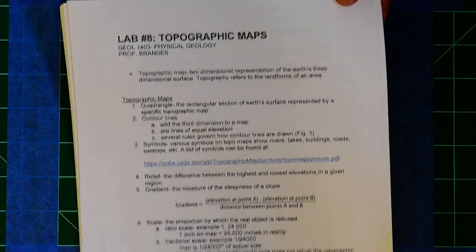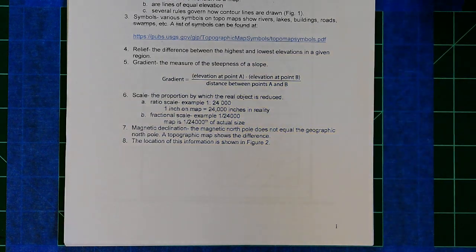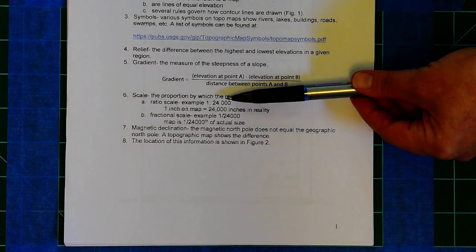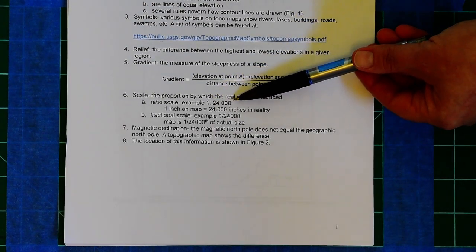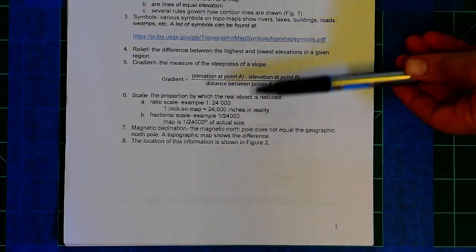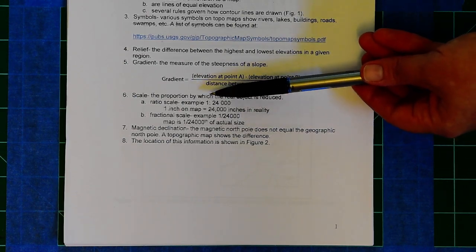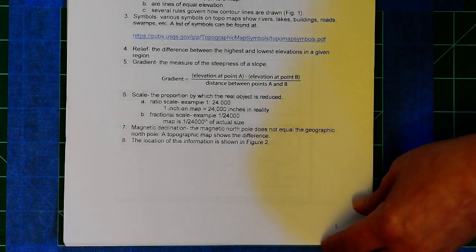Now, when we're working with these topographic maps, in addition to all those symbols, there's other things included, like magnetic declination and a scale. You're going to see a ratio scale. Many of these maps are 1 to 24,000. What that means is 1 inch on the map is 24,000 inches in real life, or 1 foot on the map is 24,000 feet in real life.